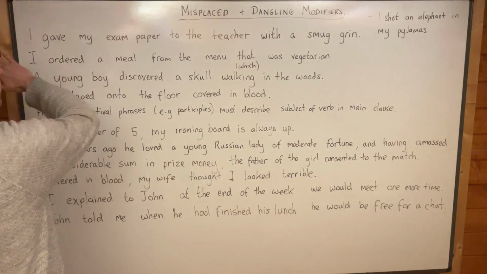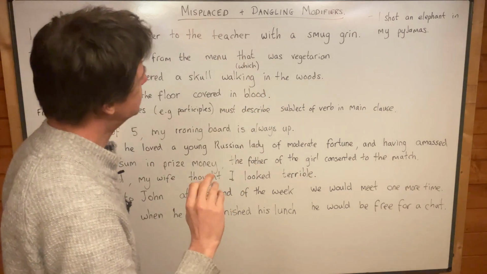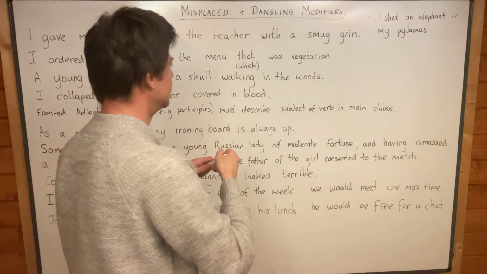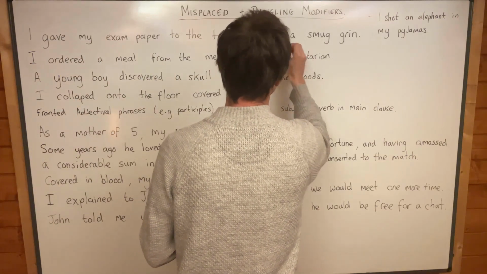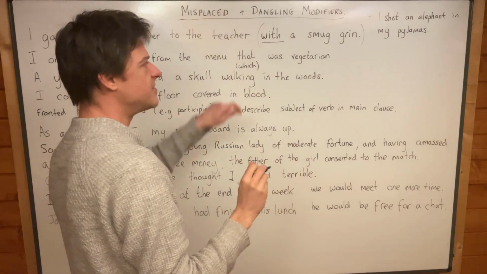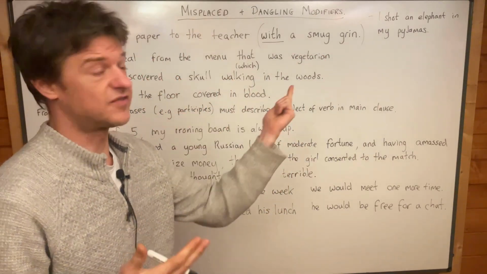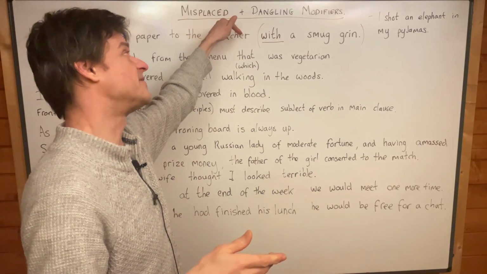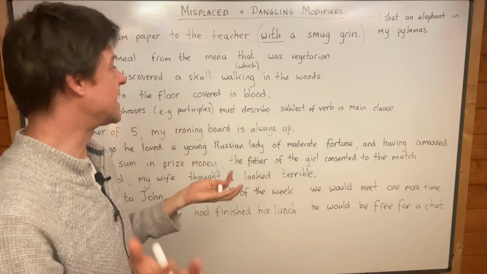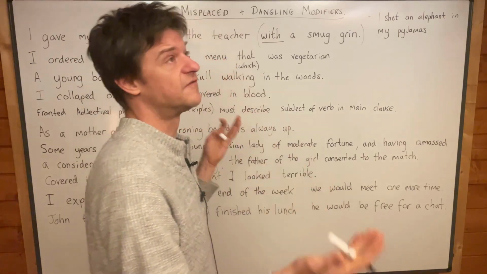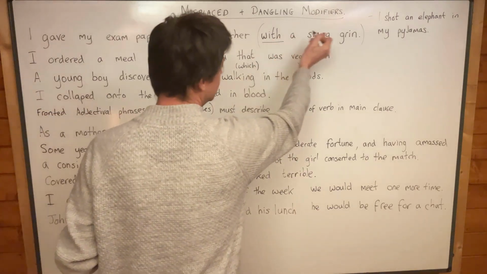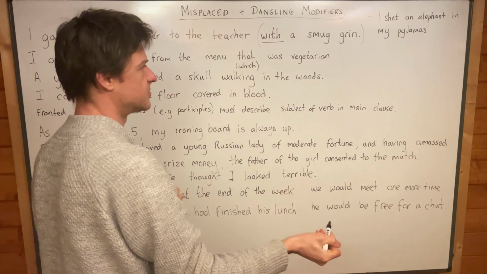But let's start with the following. I gave my exam paper to the teacher with a smug grin. Now, the problem with this is this prepositional phrase at the end, with a smug grin. And I want you to remember that prepositional phrases usually start with a preposition. You might see an adverb in there first, but they usually start with a preposition. In, on, up, down, with, without, for, to. There are lots of prepositions here. These are these words plus noun, where they set up a relationship to a noun.